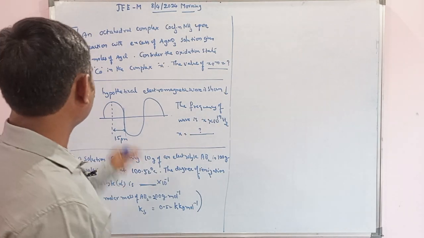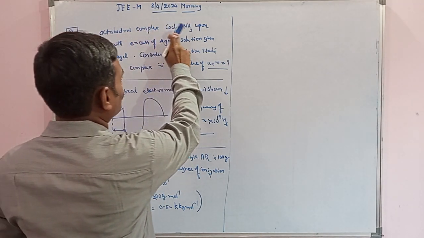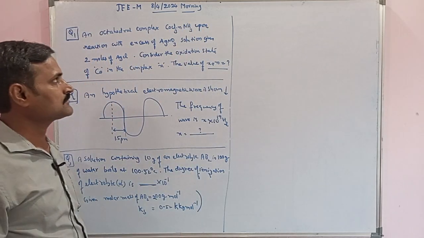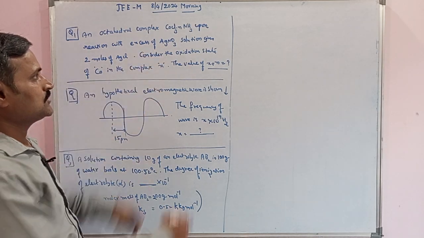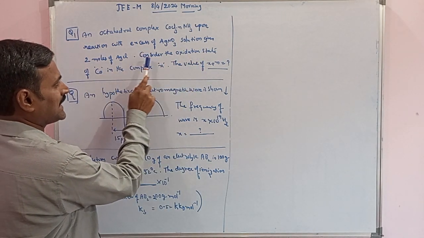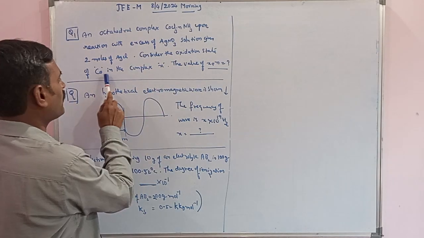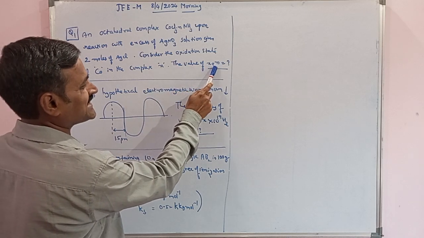Okay, let us see the first question. An octahedral complex CoCl3·NH3 upon reaction with excess of AgNO3 solution gives 2 moles of AgCl. Consider the oxidation state of cobalt in the complex is X, then the value of X plus N is how much?